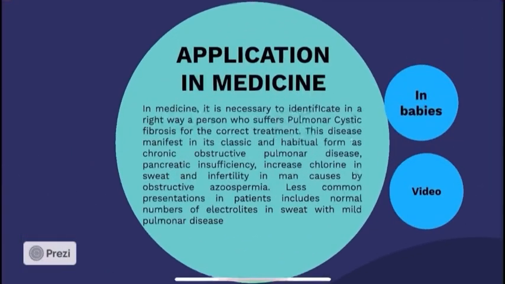Application in medicine. In medicine, it is necessary to correctly identify a person who suffers from pulmonary cystic fibrosis for the correct treatment. This disease manifests in its classic and habitual form as chronic obstructive pulmonary disease, pancreatic insufficiency, increased chlorine in sweat, and infertility in men caused by obstructive azoospermia. A less common presentation in patients includes a normal number of electrolytes in sweat with mild pulmonary disease.